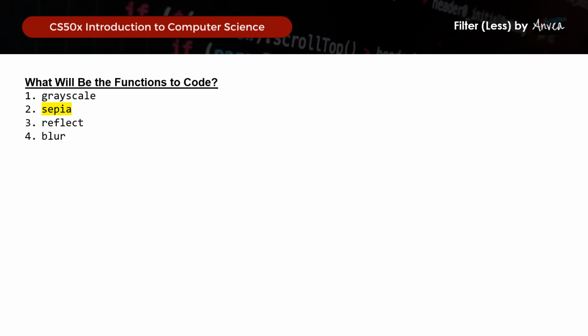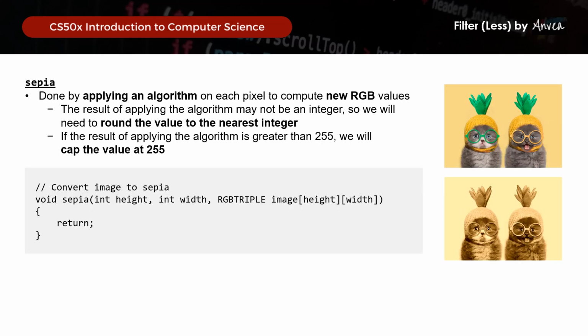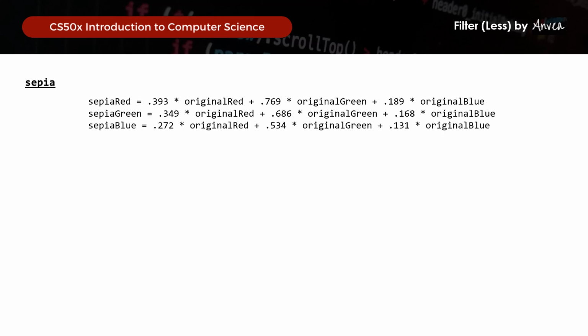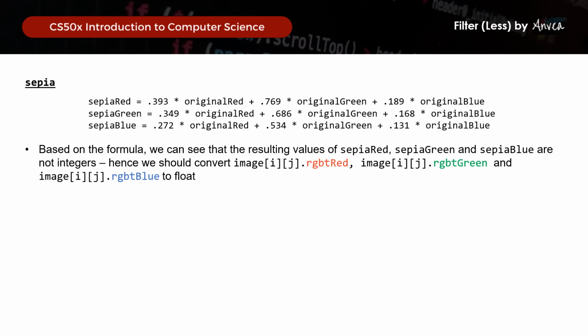So now let's move on to Sepia. As discussed, we will apply the algorithm to the new RGB values. But if the resulting R, G or B value is more than 255, we will cap the value at 255. To recap, this is the algorithm, where we will need to get the new values of red, green and blue based on these equations, and we will use sepiaRed, sepiaGreen and sepiaBlue to represent these. We will first convert the original RGB values to float.